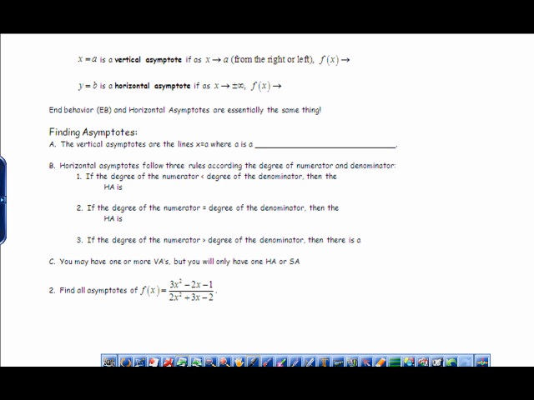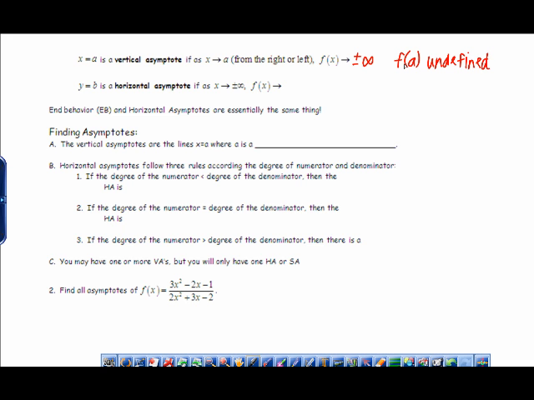Okay, so here we have some rules about asymptotes. These are going to change as we have more complicated rational functions. So x equals a is a vertical asymptote if as x approaches a from the right or the left, f of x is approaching plus or minus infinity, because it could be positive or negative. In this particular case, f of a is undefined. This is another way that we know we have a vertical asymptote.